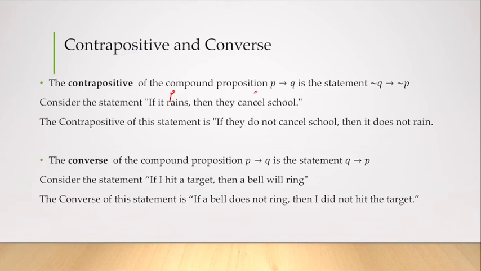The converse of a statement P implies Q is the statement Q implies P. So look at the statement, if I hit a target, that can be our P, then a bell will ring. The converse of this would be if a bell does not ring, then I did not hit the target. If a bell does ring, then I did hit the target. It shouldn't have these two nots in here in order to be the converse. If I have the nots in there, then it's the contrapositive.